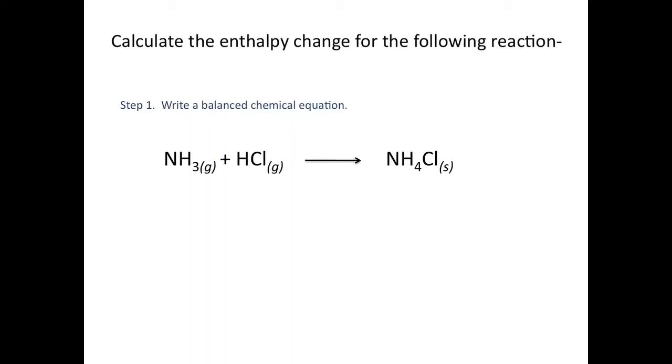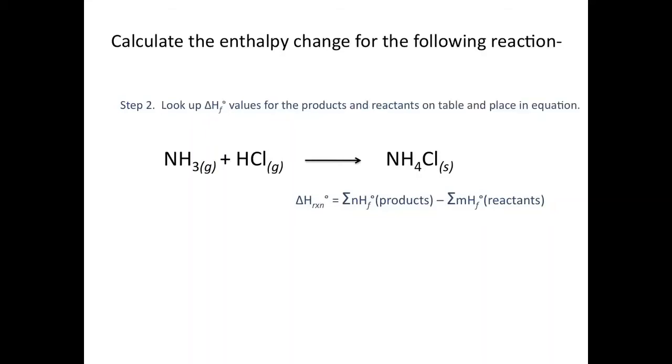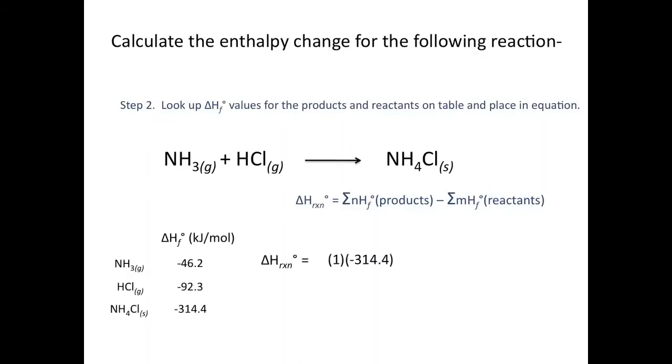And in this case our equation is already balanced. The next step is to plug our enthalpy of formation values into our equation. So we look up the enthalpy of formation values for the products and reactants on the table. On the product side, we have 1 mole of ammonium chloride, and the delta H of formation of ammonium chloride is negative 314.4 kilojoules per mole.